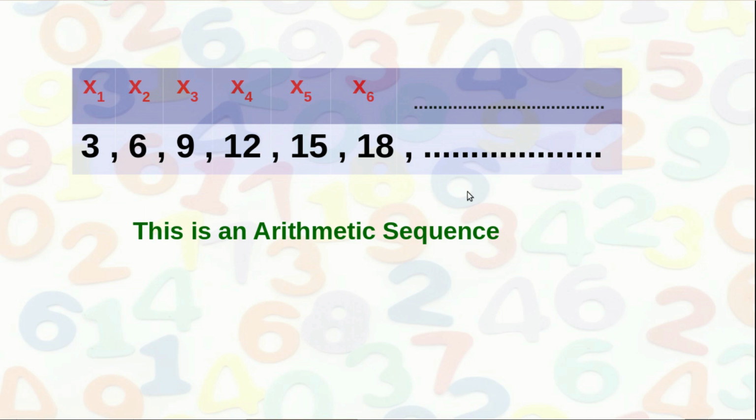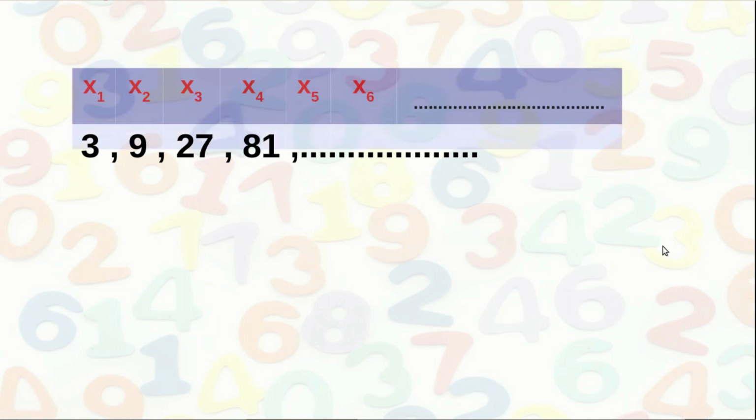What is the common difference? Common difference is the number we add repeatedly. Here that number is 3. Therefore, the common difference is 3 here. Now, one more sequence. 3, 9, 27, 81, etc. First term 3, second term 9, third term 27, fourth term 81, and so on.